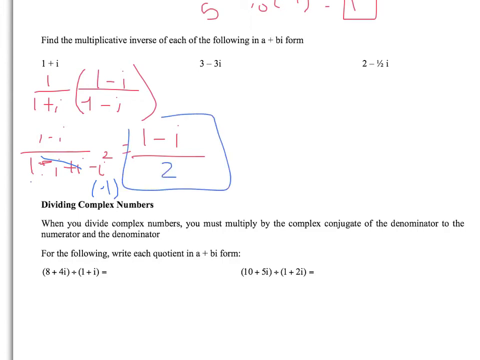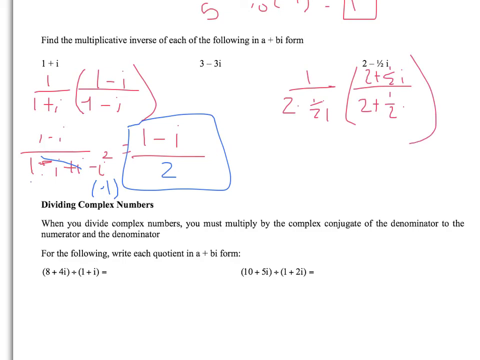I'm going to have you guys try the middle problem. I'll do the last one. So we have 2 minus 1/2 i. First we'll say it's 1 over 2 minus 1/2 i. And then we multiply by the conjugate, which is 2 plus 1/2 i, in both the numerator and denominator.